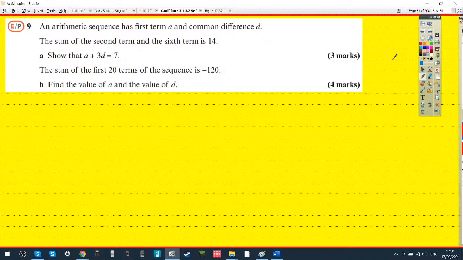The second term is a plus d. Well done. And would the sixth term be a plus 5d?